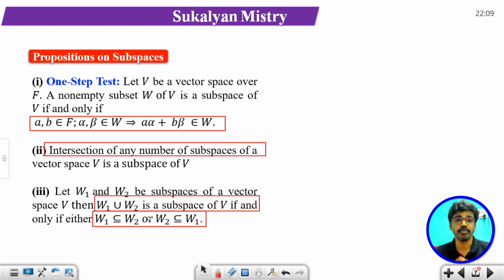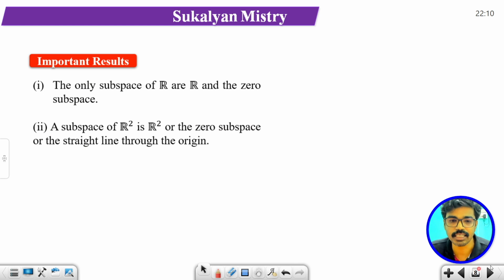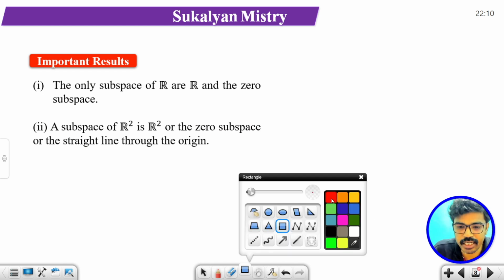So this is very important. Union of two subspaces is not necessarily a subspace, but intersection of two subspaces must be a subspace. Union of two subspaces কখন subspace হবে? If one is containing the other. Okay, ঠিক আছে? So these two are very important results.